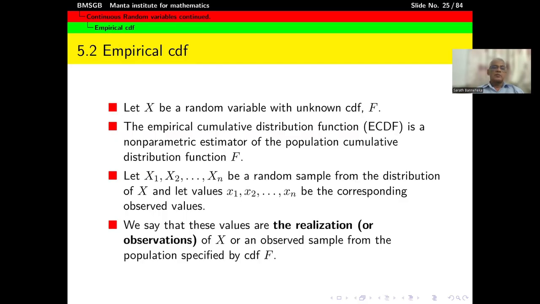To explain this, let us suppose that X is a random variable. It can be a discrete random variable or a continuous random variable with some unknown cumulative distribution function F of X, or just F. Here in this part, I am just denoting it by F because we are talking only about one variable. There is no confusion of two variables, so it's enough to use capital F in this case. Usually, in practical situations, this function is unknown. We don't know the actual cumulative distribution function of a random variable.